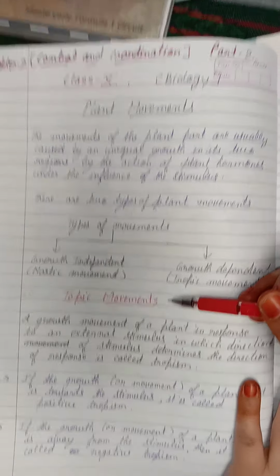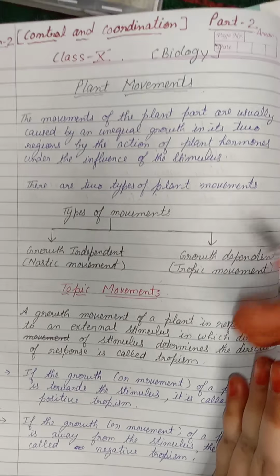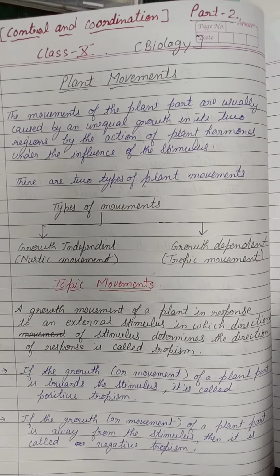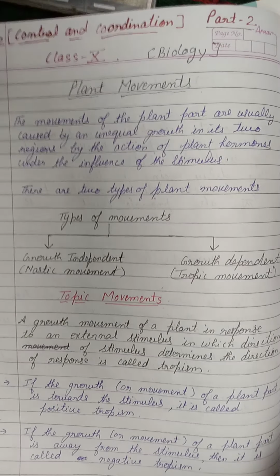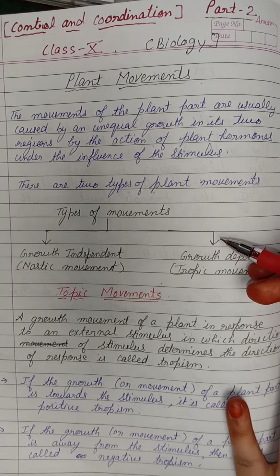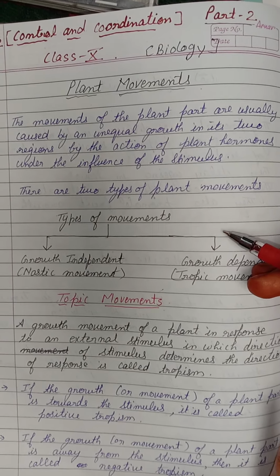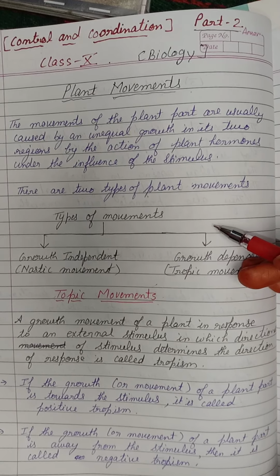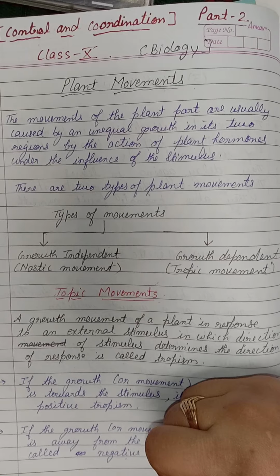Let me clear you what a tropic movement is. When, due to a stimulus, the plant is showing movement in some particular direction, it is the tropic movement. Got it? If the plant is showing this movement towards the stimulus, then we call it positive tropism. And if the plant is showing the movement opposite to the stimulus, then we call it negative tropism.